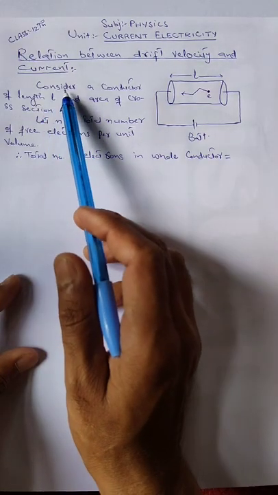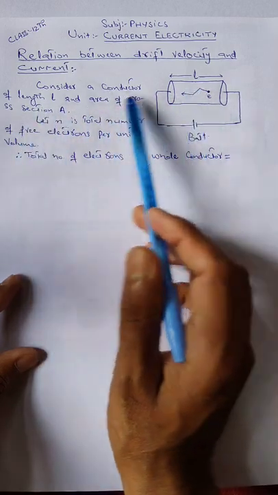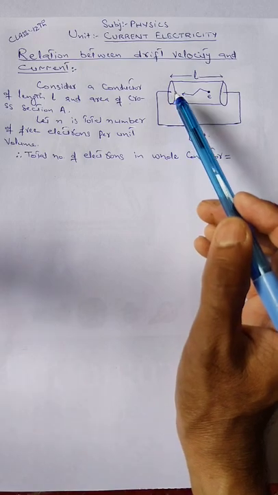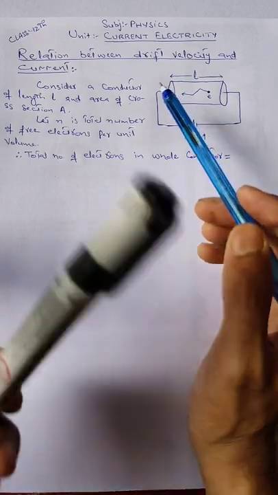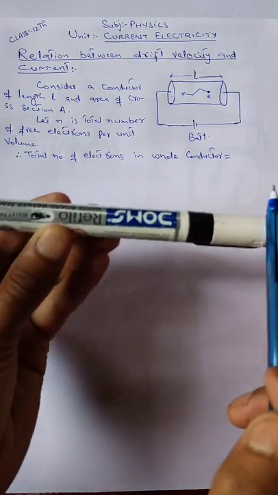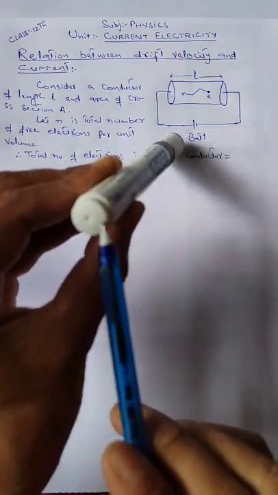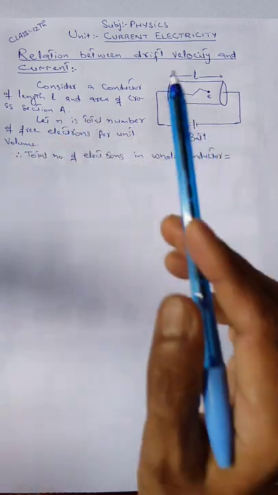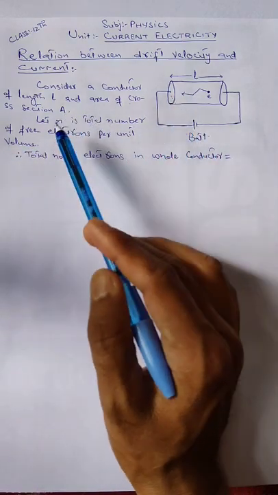Consider a conductor of length L and area of cross section A. This is the area of cross section. Let me show you here: if this is the conductor with length L, and the area of cross section is this area, then this area is the area of cross section A.